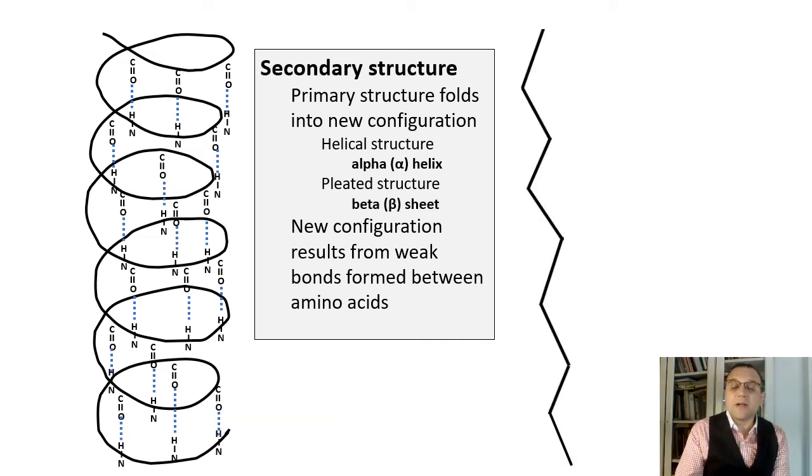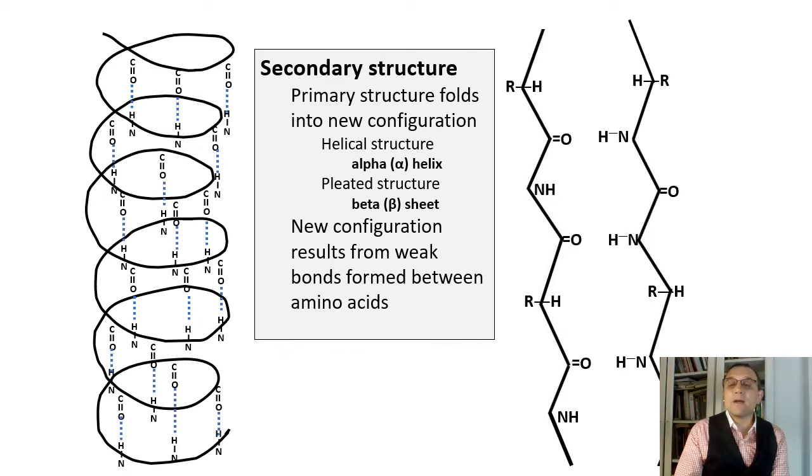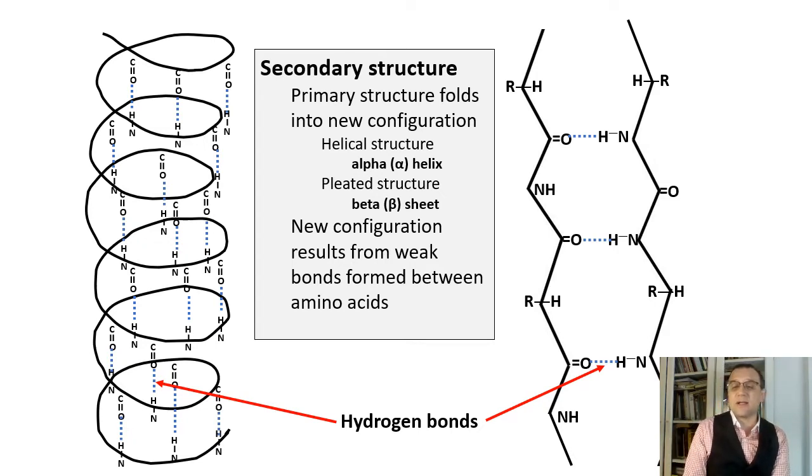Because of the sequence of amino acids, the structure could be a pleated structure, like what you see here, a beta sheet. You see, the beta sheet has sides that form hydrogen bonds with each other, and that's what keeps it together. Hydrogen bonds are the weakest bonds, as we discussed, but if there are many of them, they can form a very strong structure. For example, spider web is stronger than steel, and it's all held together by hydrogen bonds.